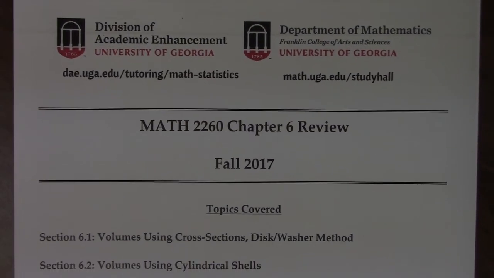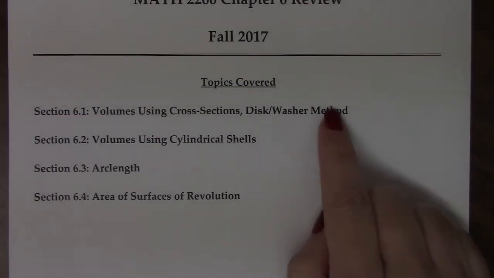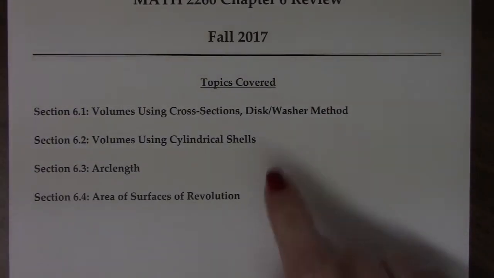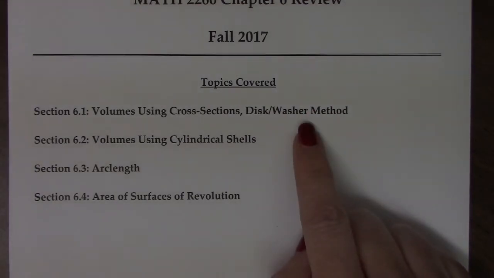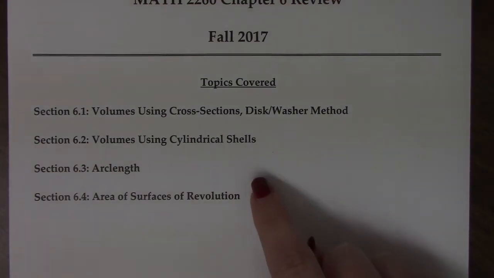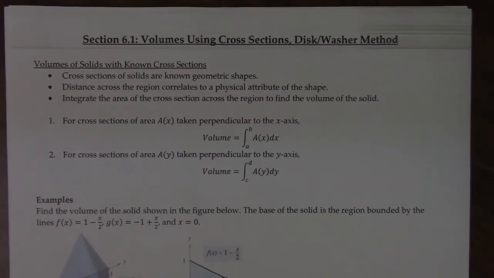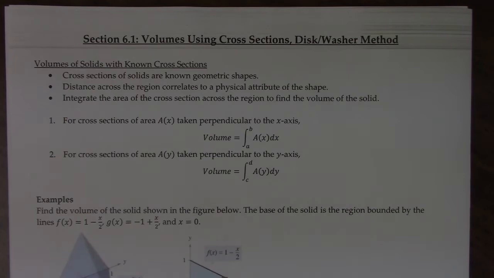Okay, this is your Math 2260 Chapter 6 review for Fall 2017. We're going to only go through 4 sections out of the chapter. So we're going to look at volumes using cross sections and the disc washer method, volumes using cylindrical shells, arc length, and areas of surface of revolution. So section 1 is volumes using cross sections and the disc and washer method.